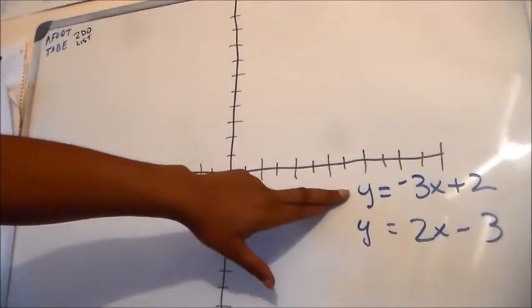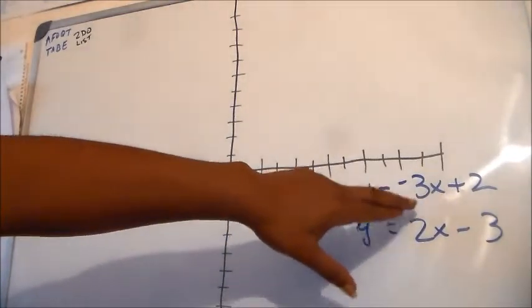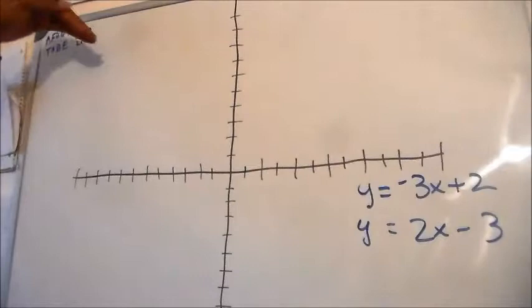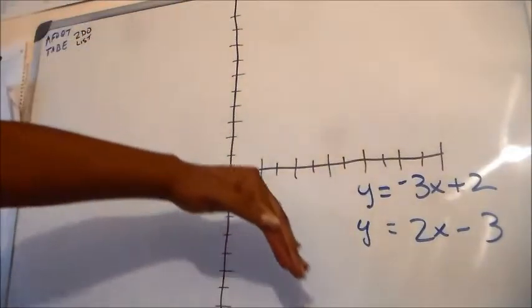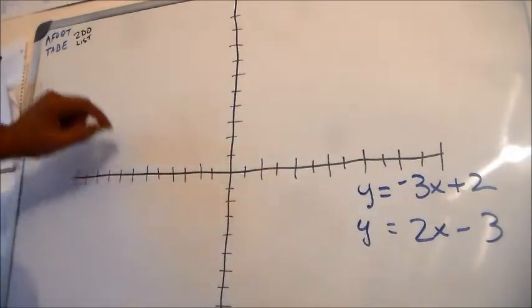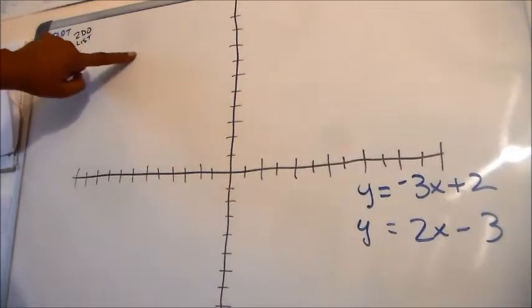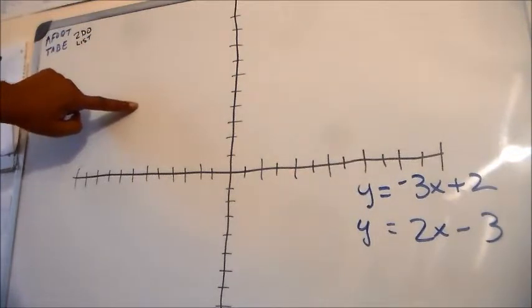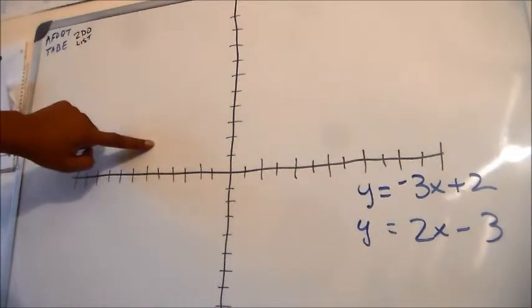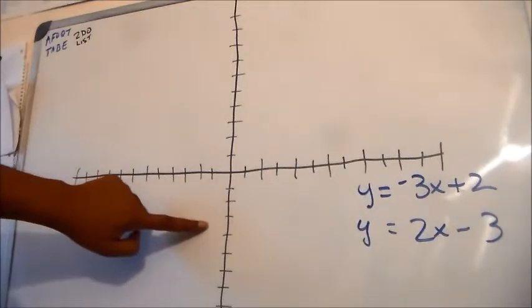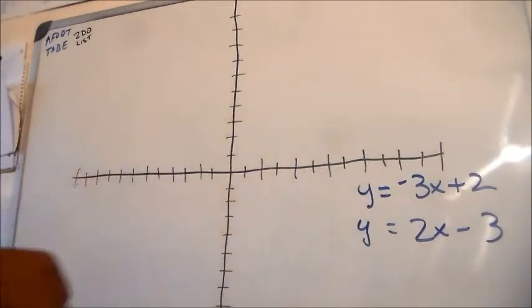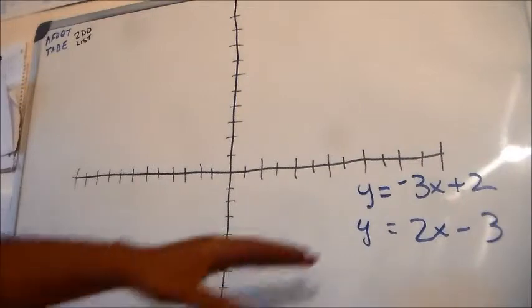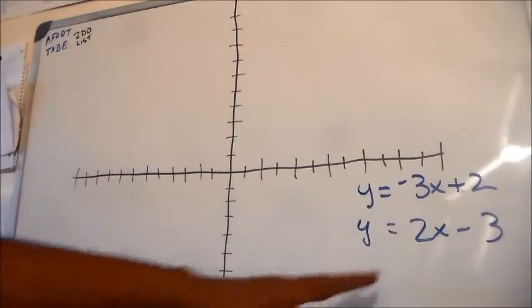Equation A, this is telling me negative 3, which means we're going to have a negative slope, and it's going to fall 3 points, then run 1. Fall 3, run 1. That's how we're going to find point after point after point. And B, we have a positive slope because the 2 is positive.